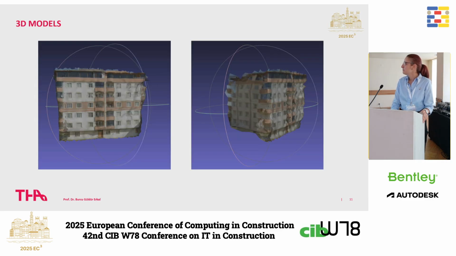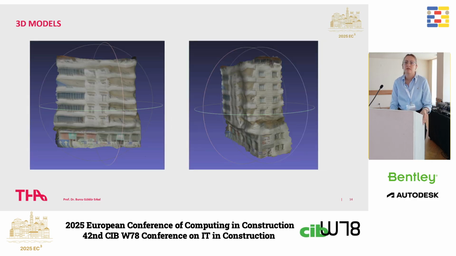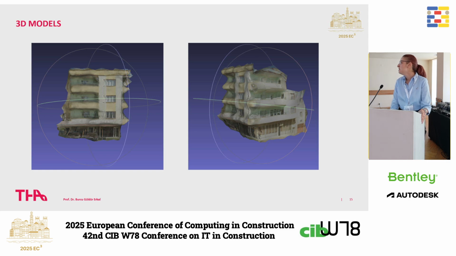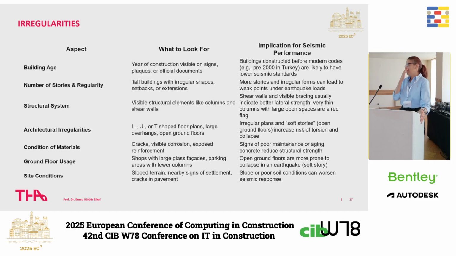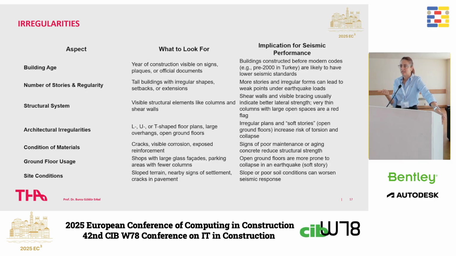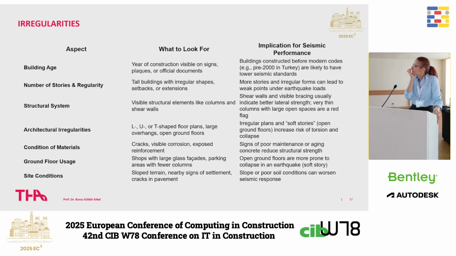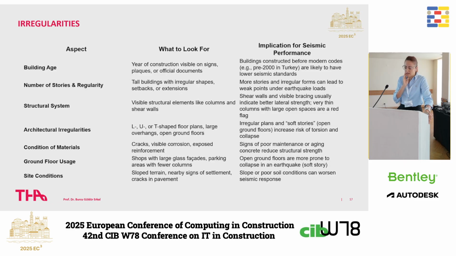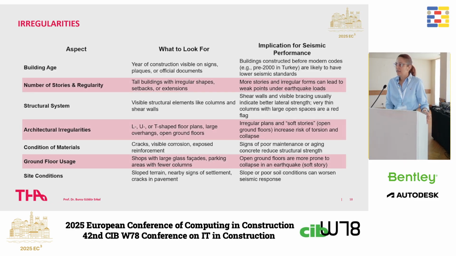Here is the 3D model of a couple of buildings. We did it for 170, but this is only 6 of them. I wanted to focus on this part: I'm a structural engineer, so I would like to know a couple of things about the buildings. Building age is one thing I can look for when trying to get the seismic risk proneness of these structures. Also number of stories, regularity, structural system, architectural irregularities, condition of materials, ground floor usage, and site conditions. A couple of them I can get, and a couple of them are already with the municipality.